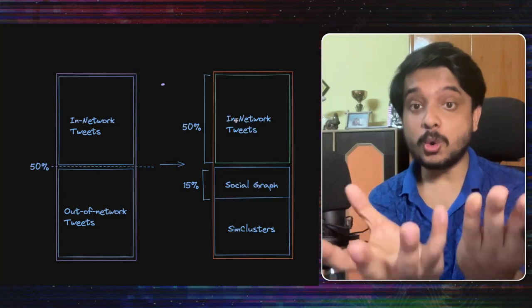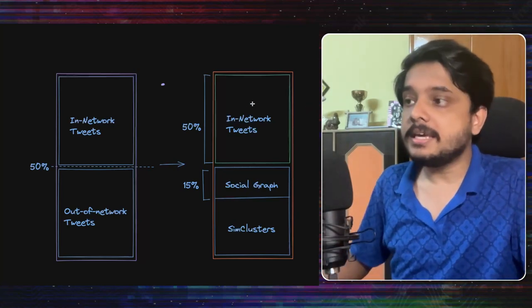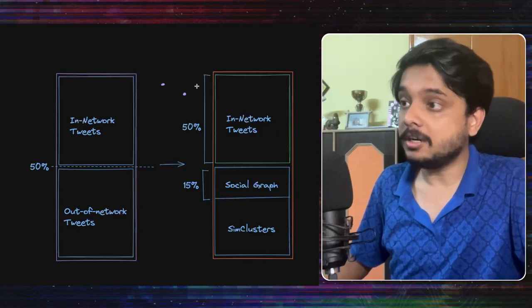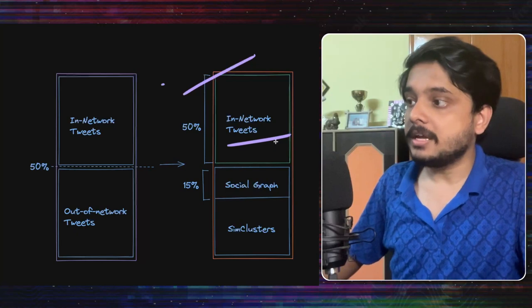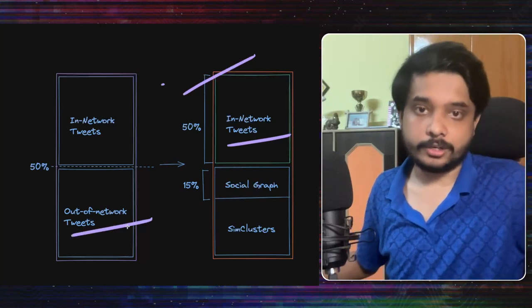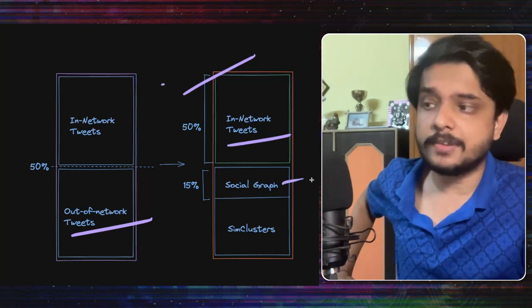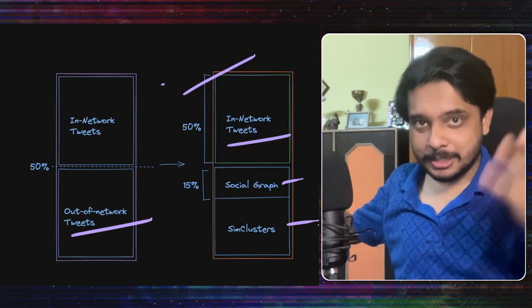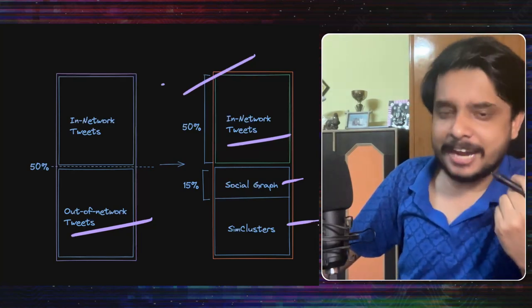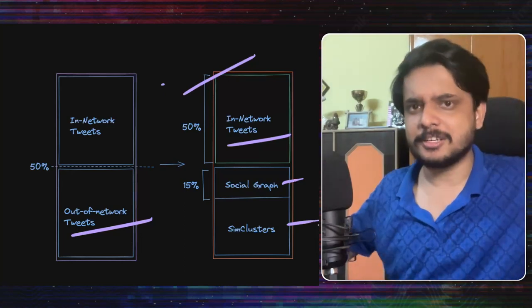This is how your home feed is constructed. Half of the tweets that you see on your home feed are collected from the accounts that you follow. These are called in-network tweets. The others are called out-of-network tweets. You can see 15% comes from something called social graph and the rest comes from something called sim clusters. We are now going to understand how each of these sources is collected, and the meaning of this social graph and sim clusters, all these words.